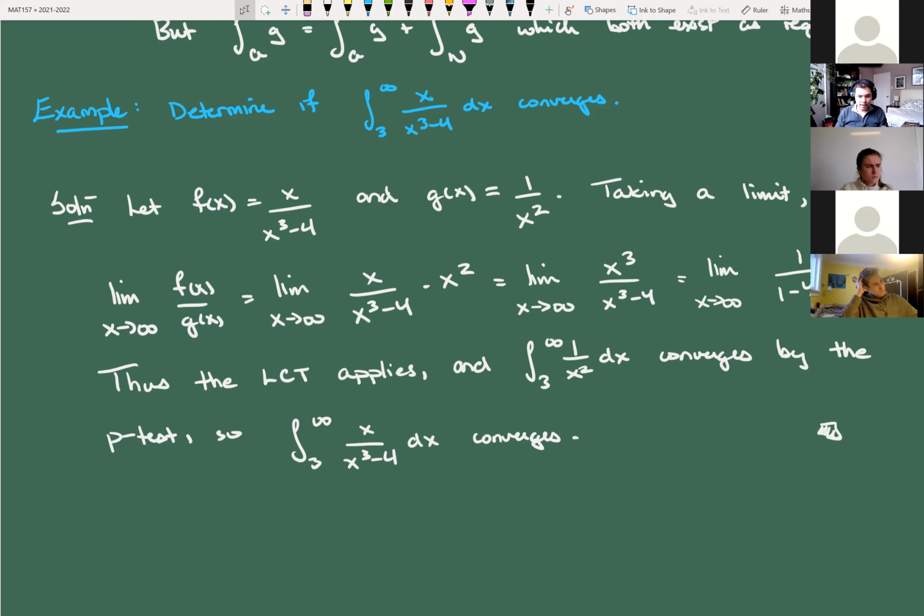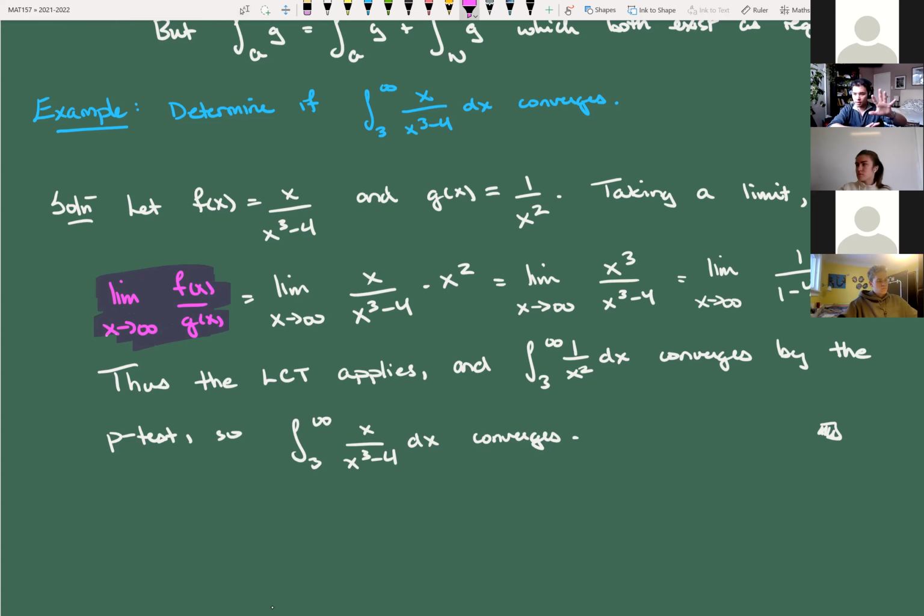A couple of points maybe to make here as well. You might say, well, what if I switched f and g, right? What if I let f be the function 1 over x squared, and what if I let g be x over x cubed minus 4? The answer is that doesn't make a difference, right? Because if I had switched them, that would be the same as doing the limit of g of x over f of x. And since this limit here is not 0, it's a finite number, if you take the reciprocal, the limit laws just say you would take the reciprocal of that as well, right? So in this case, it's 1, so it's kind of boring.